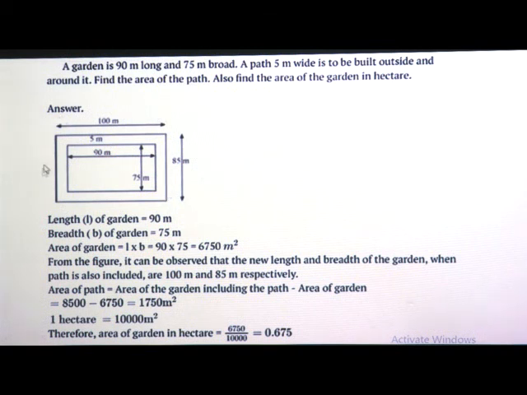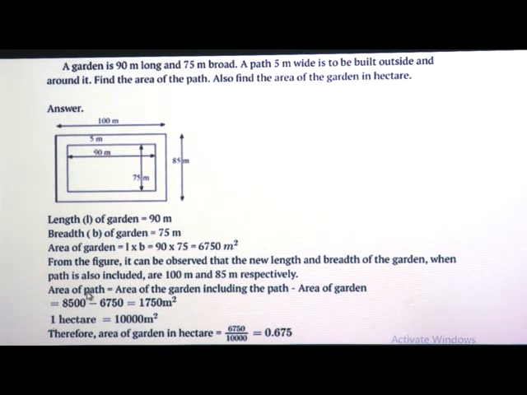Can you find out the area including the path? Yes. So, area of a path is equal to area of a garden including the path minus area of a garden. To find out the area of a path, what we have to do? We have to subtract the area of the garden from the area of the garden including the path.